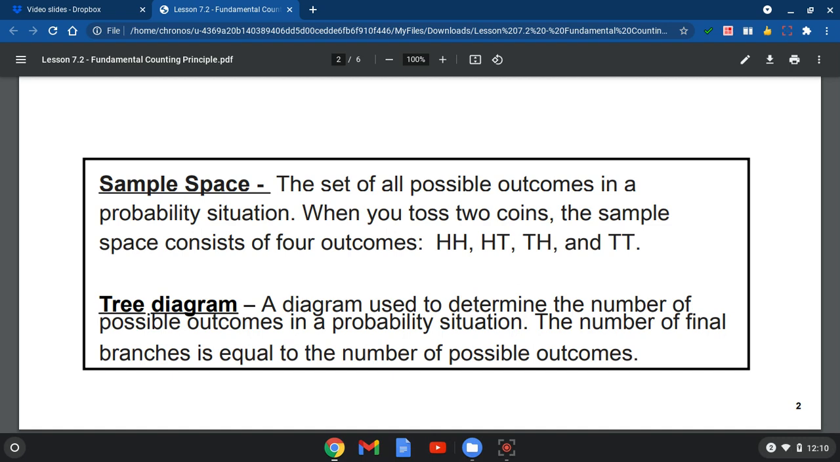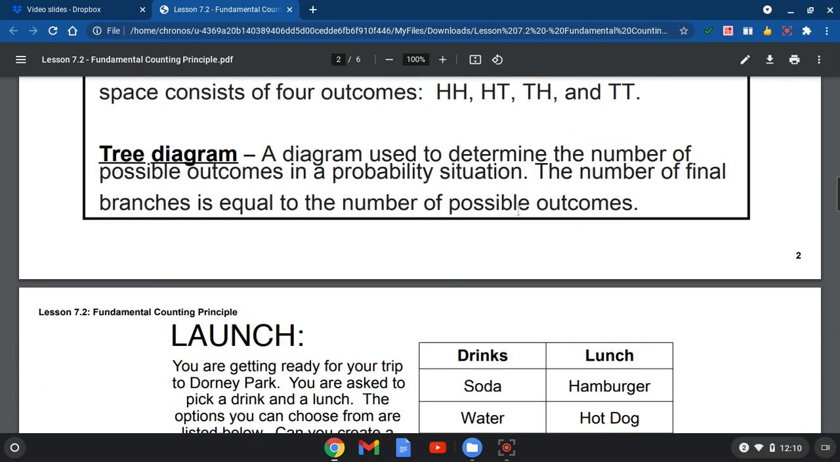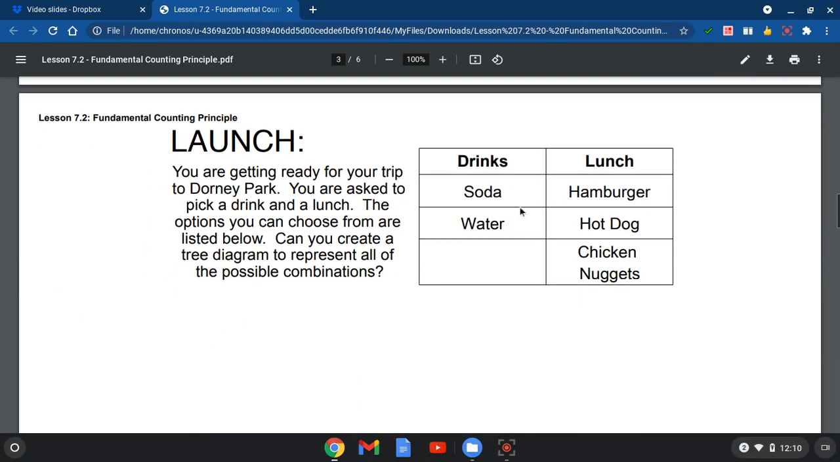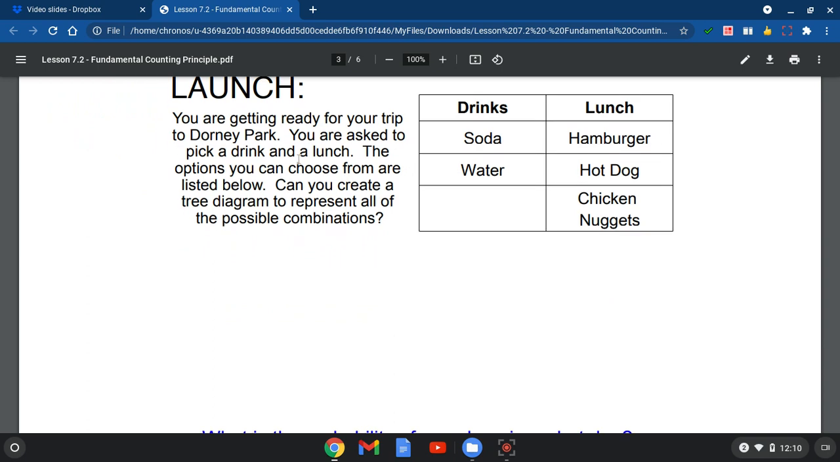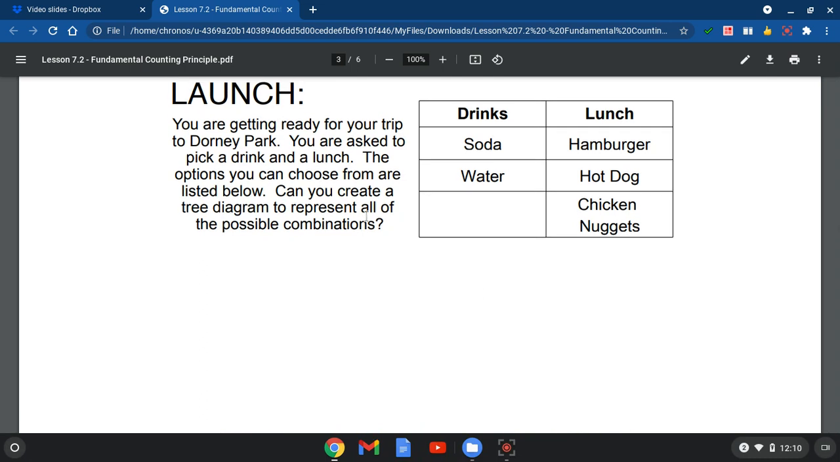Let's take a look at an example and create a tree diagram showing the sample space. So you are getting ready for your trip to Dorney Park. You are asked to pick a drink and a lunch. The options you can choose from are listed to the side here. Can you create a tree diagram to represent all of the possible combinations? We most certainly can. So let's begin with our drinks.